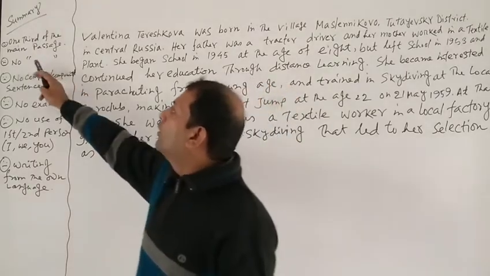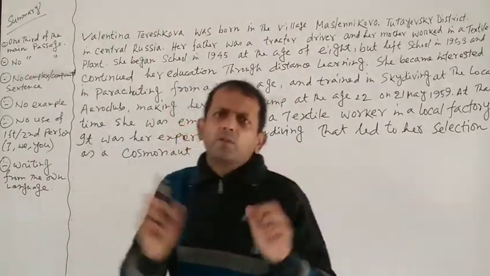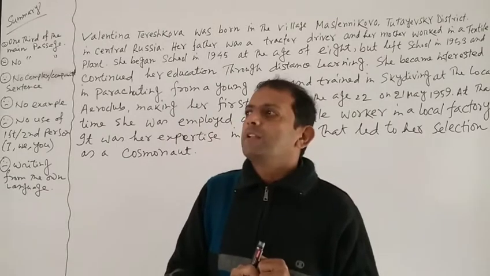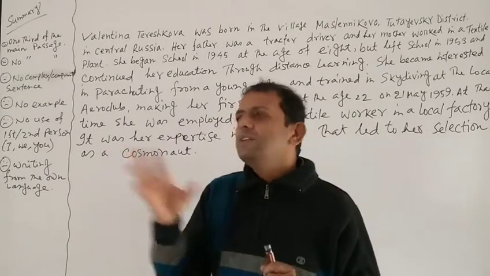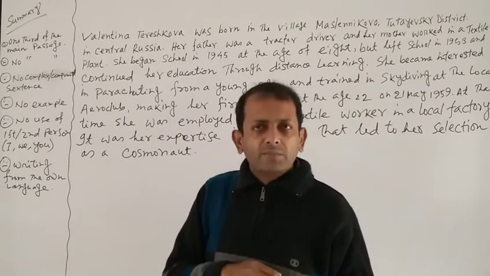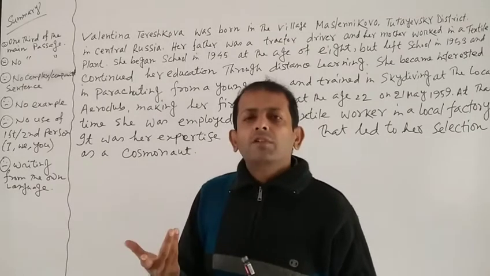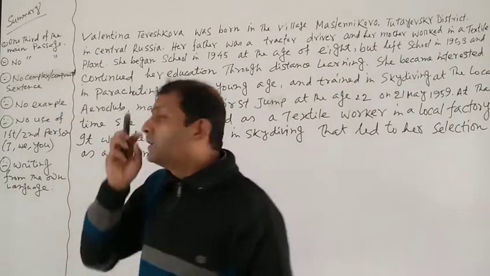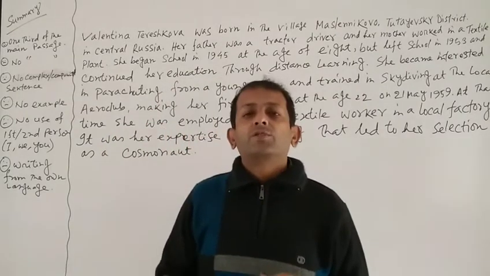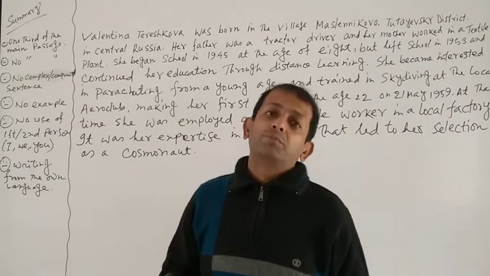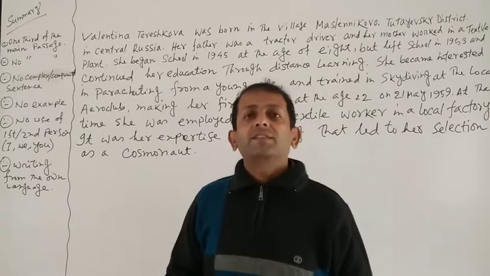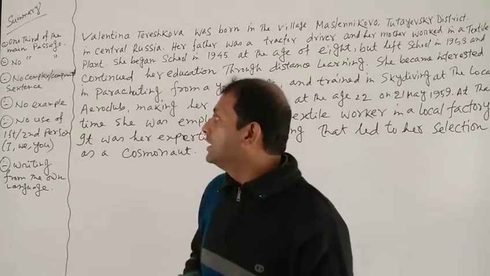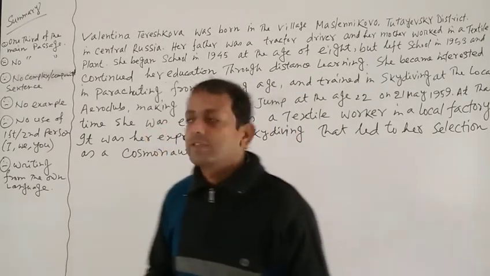Then what? No inverted comma. There should be no inverted comma in your summary. While there will be inverted comma, you will avoid that. And you will write in your own language. No complex or compound sentences. You will try your level best to write the sentences in a simple form. That is, you have to write simple sentences in place of complex and compound sentences.